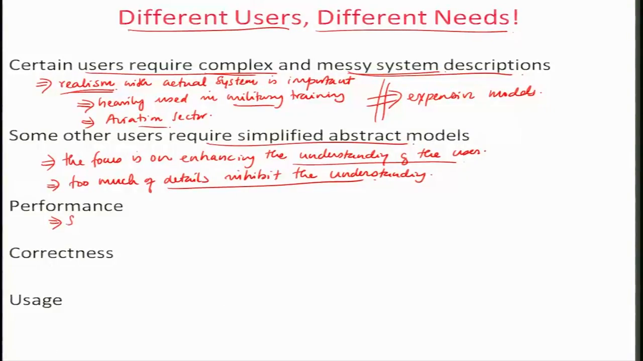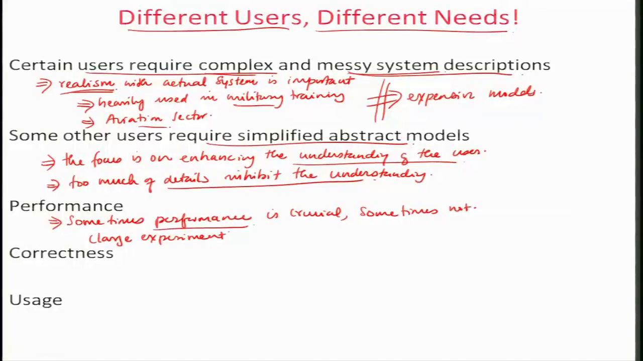Then sometimes performance is crucial, sometimes not. If you want to do a large experiment, then performance is crucial, because if the model is not fast, your experimentation will take a long time. Sometimes you only do a single experiment, only once, and that is it. In those cases, you might not require the model to run that quickly, it can take a little time because you are only doing it once. So, correctness. Sometimes correctness is crucial, sometimes not.